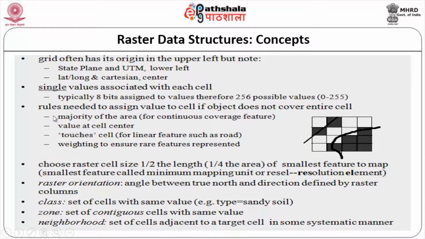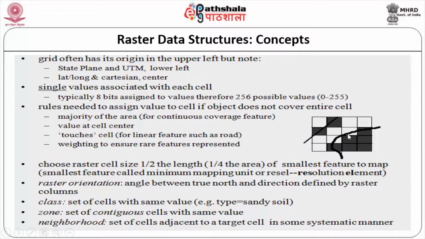In general, we can even work out any kind of other details. What are the rules needed to assign a value to a cell, though the feature does not cover the entire cell? Say, for example, when I have something like this, it does not cover the entire cell, isn't it? Here you see, it does not cover the entire cell. Of course, this one let me consider. Here you see it is not all there, only part of it is being considered.